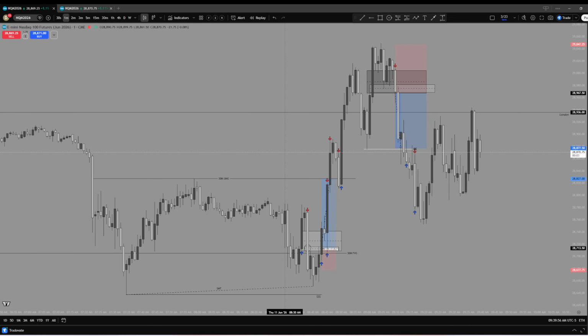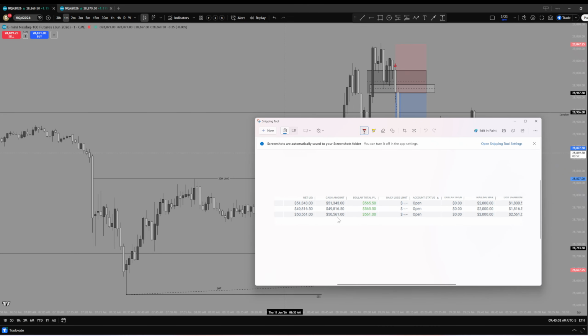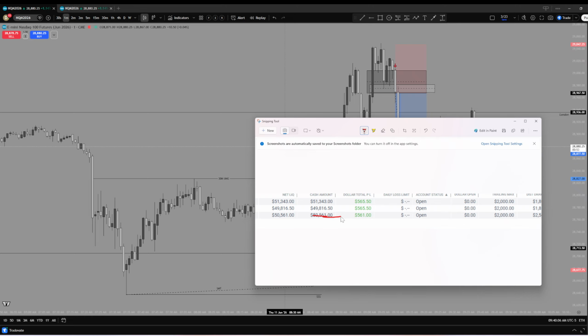But let me show y'all my P&L. So on my Lucid accounts, right now I have one funded, which is this one right here, and I have two evals, which are these ones right here.